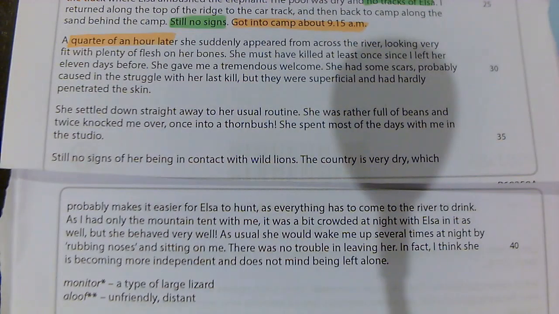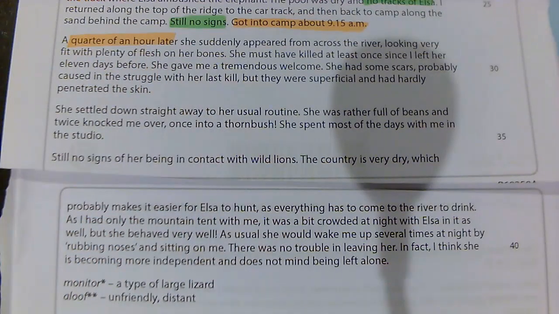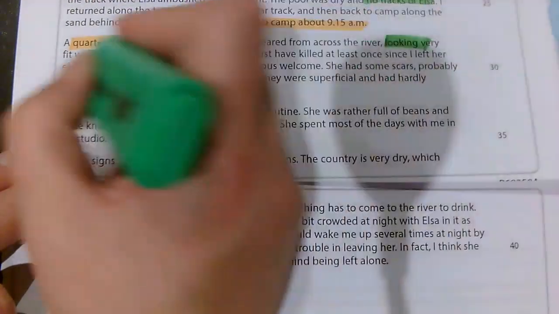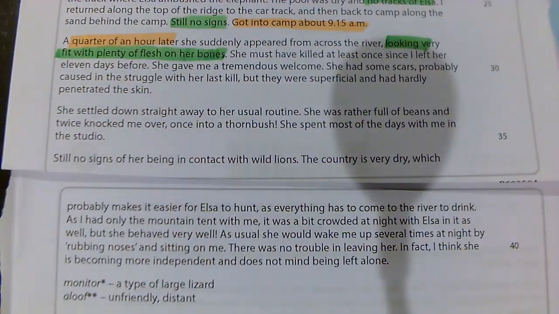Looking at the last section of the extract now, because we've kind of chunked this into three: how it was opened, how it was developed, and then finally, we're looking at this ending section, which starts with a quarter of an hour later, she suddenly appeared from across the river, looking very fit with plenty of flesh on her bones. So the fact that she was looking very fit with plenty of flesh on her bones, which if you remember, we've actually picked that out already in question 2, is that sense of relief.